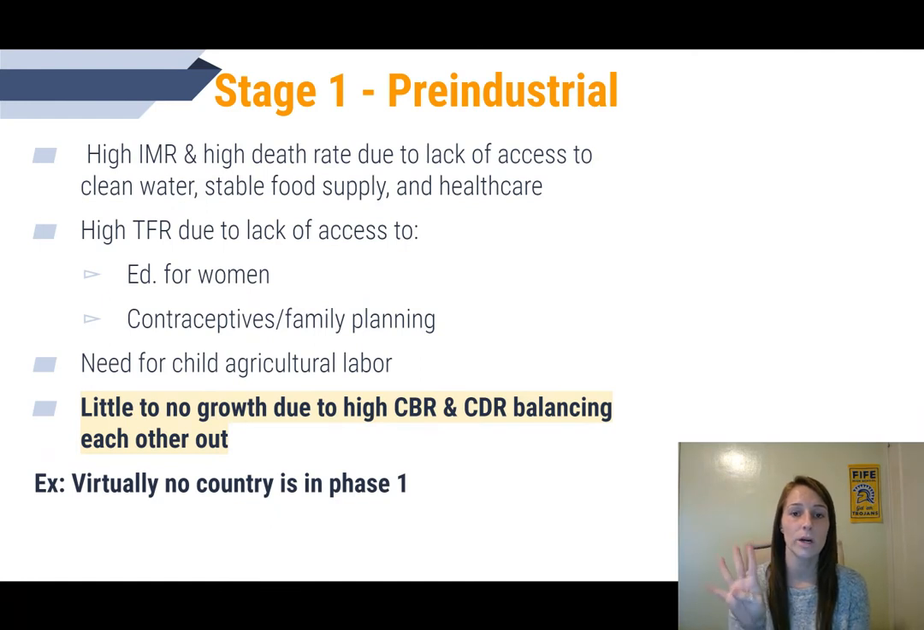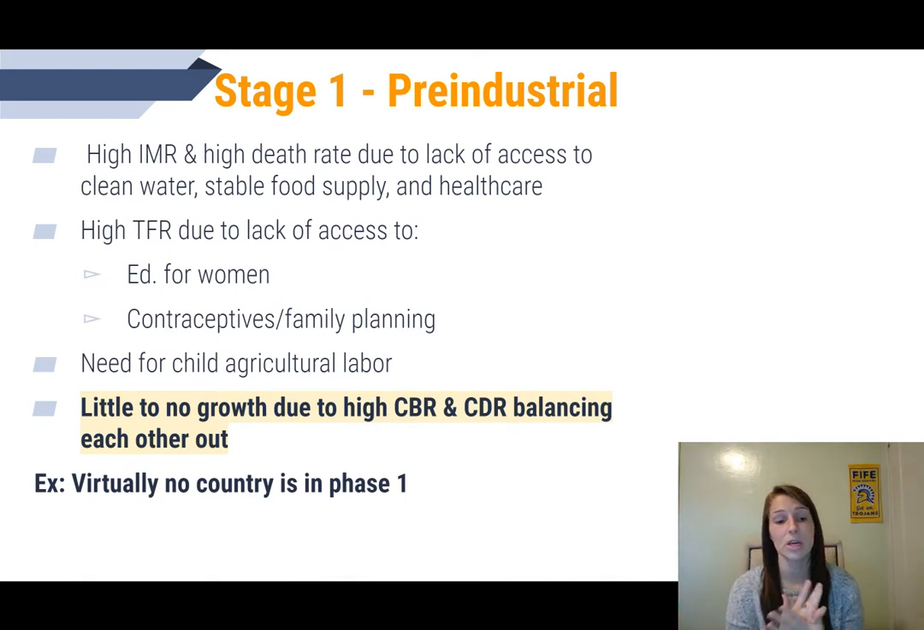So we're going to have 4 stages that we talk about here. Stage 1 is going to be what's called pre-industrial. And these are going to be stages where we see a high infant mortality rate and high death rate. And this is due to lack of access to clean water, stable food supply, and healthcare. We also see a high total fertility rate due to the lack of access to education for women and a lack of access to contraceptives or family planning. We additionally see a high total fertility rate because of this need for child agricultural labor to help their parents out with their farm.